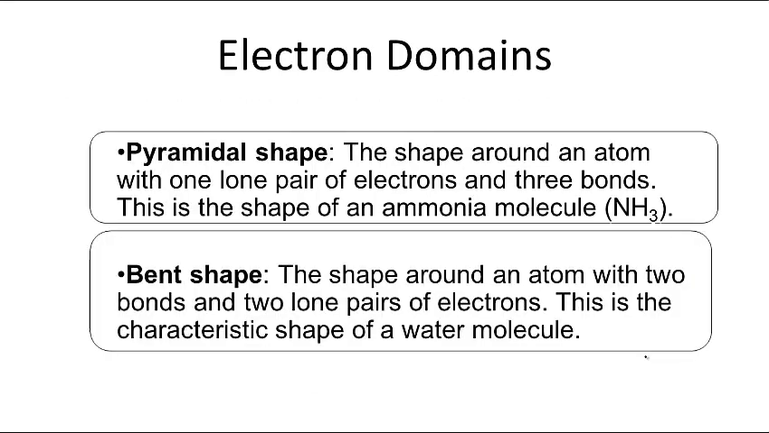So really, you need to come away from today with three shapes. That tetrahedral shape, which is an atom with 4 atoms coming off of it. The pyramidal shape, and this is the shape around an atom with 1 lone pair of electrons and 3 bonds. This is ammonia. And then the bent shape, and it's a shape around an atom with 2 bonds and 2 lone pairs, and this is characteristic of a water molecule. So again, pause the video if you need to take some time to copy this down. I'm going to move on.